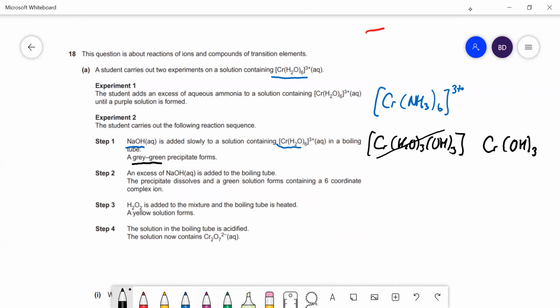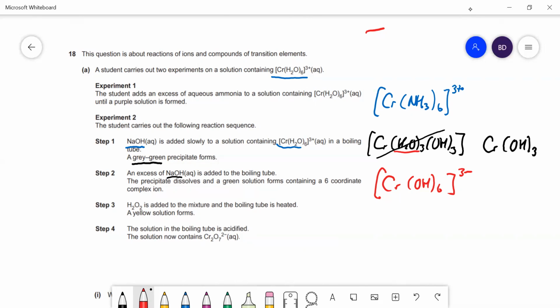Now if you add excess NaOH, what happens is you will replace all of these 3 water ligands here, and you'll end up with a complex ion, which is Cr(OH)6, and that will have a 3 minus charge on it, because you've got a 3 plus on the chromium, and each hydroxide ion is a 1 minus.